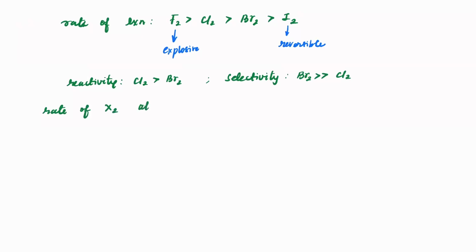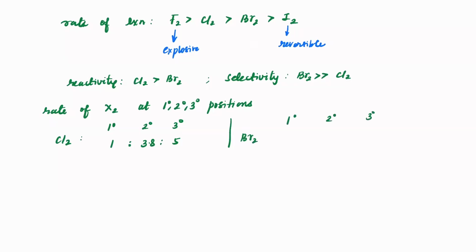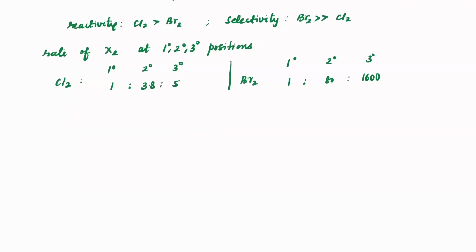if it comes to chlorine attack at 1 degree, 2 degree, and 3 degree positions, it will be in the ratio of 1 is to 3.8 is to 5. While when it comes to bromine, the attack at 1 degree, 2 degree, and 3 degree will be 1 is to 80 is to 1600. So that clearly shows that bromine is extremely selective towards more stable radical positions.